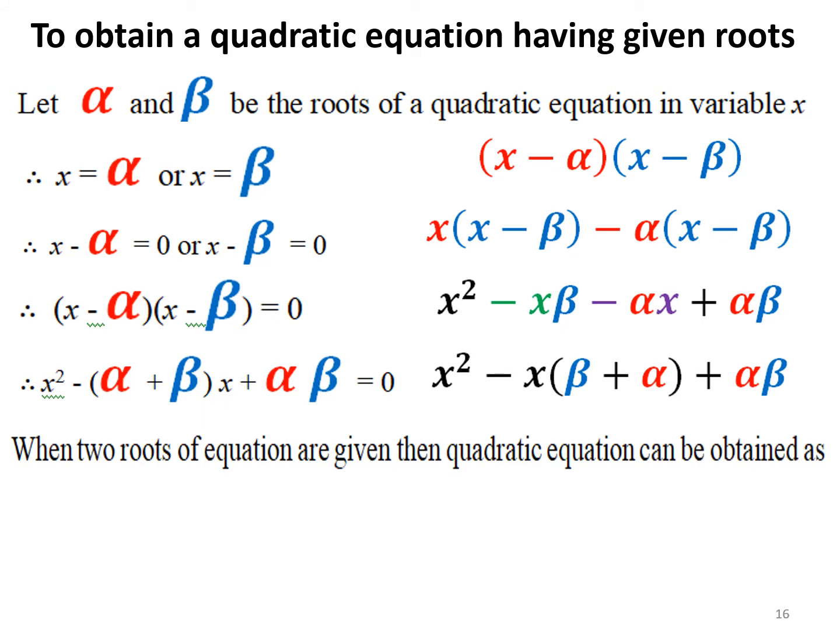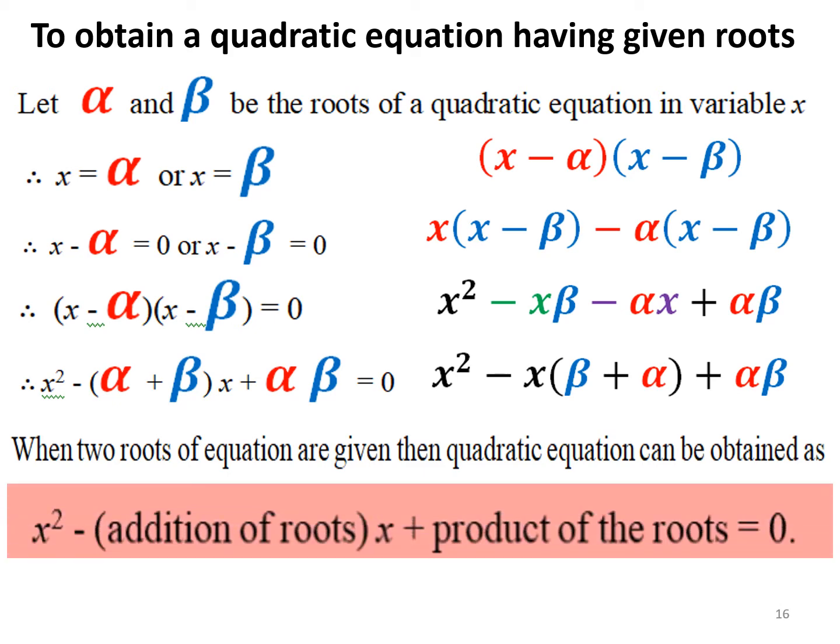So when the two roots of the equation are given, then the quadratic equation can be obtained as x square minus addition of the roots, alpha plus beta is nothing but addition of the roots, into x, plus product of the roots. Alpha and beta are multiplied, so it is the product of the roots. So if you see the last one, the equation obtained is nothing but in the form of ax square plus bx plus c is equal to 0. But here there is a negative sign, that is minus into addition of the roots. So the negative sign has to be implemented. It is the formula.